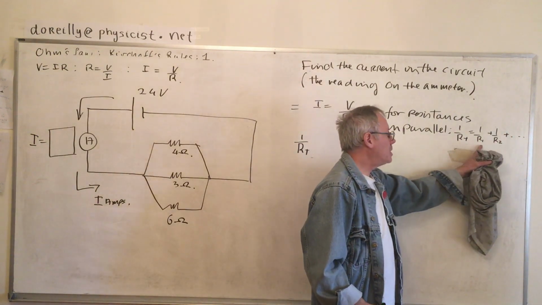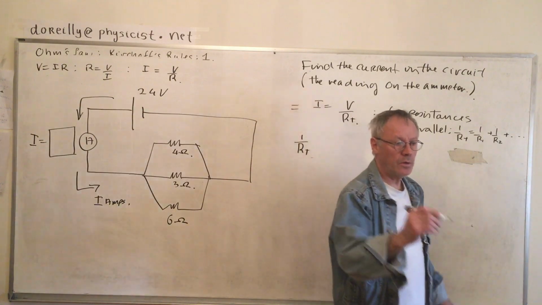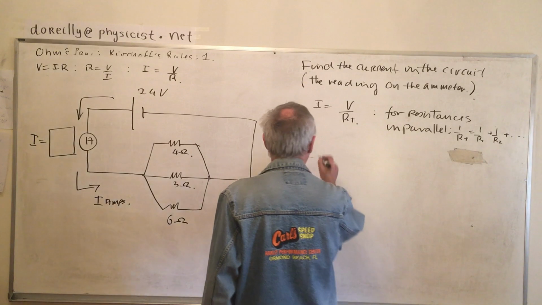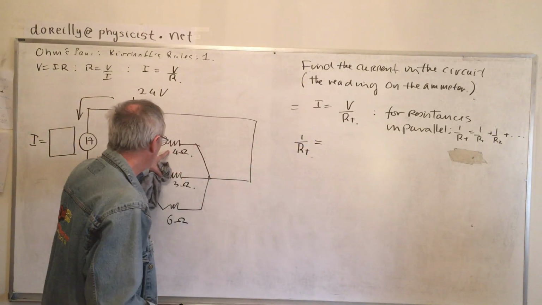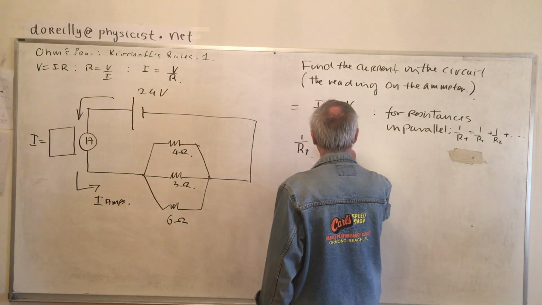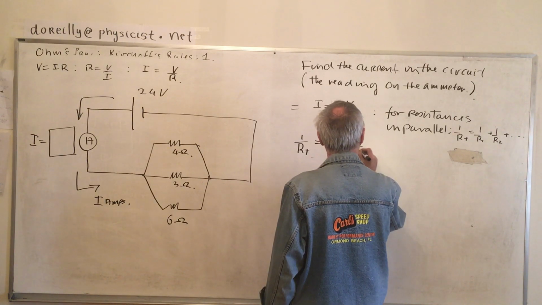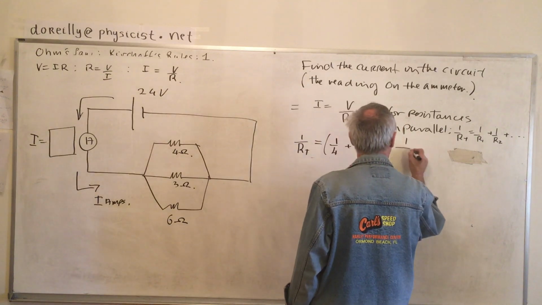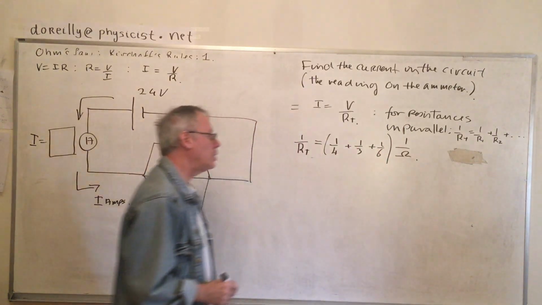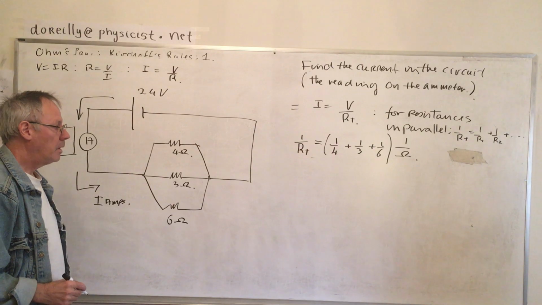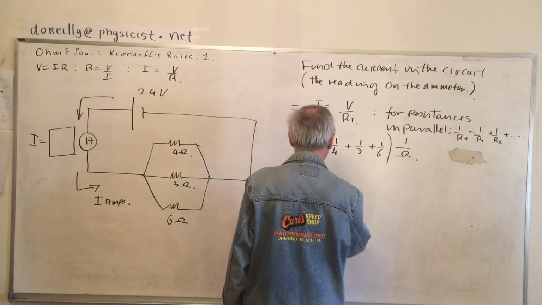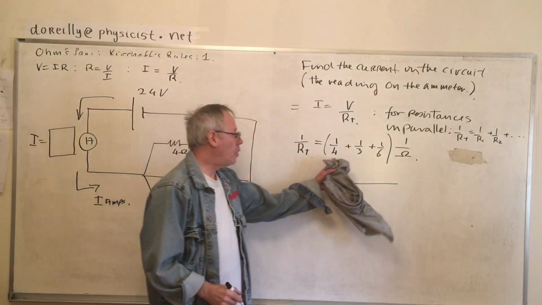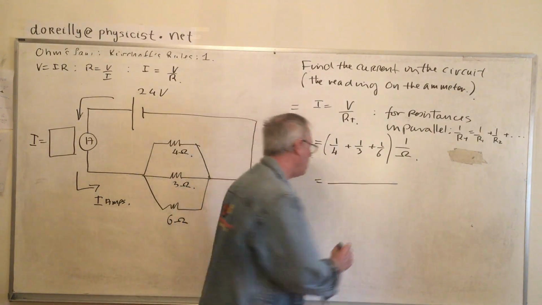1 over R total is going to be the sum of all the reciprocals added up: 1 over R1, 1 over R2, 1 over R3. Doesn't matter what they are. So in this case here, it's going to be 1 over 4 plus 1 over 3 plus 1 over 6, and it's going to have units of reciprocal of ohms. So now we want to add these fractions. Well, we choose a common denominator. 4 and 3 and 6 have a common denominator of 12.